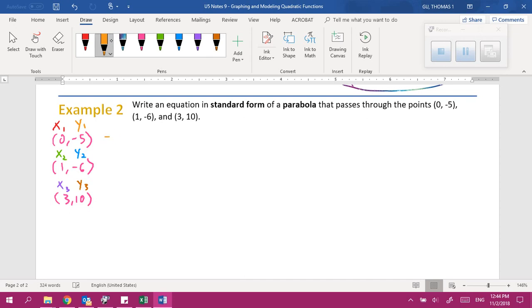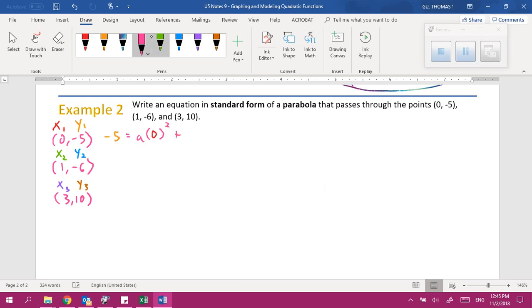Negative 5 equals a. What is the x value when I'm using y1, negative 5? It's 0. So it should be a times 0. What goes after this 0? Plus b. What are you forgetting? Squared. It needs to be squared, right?